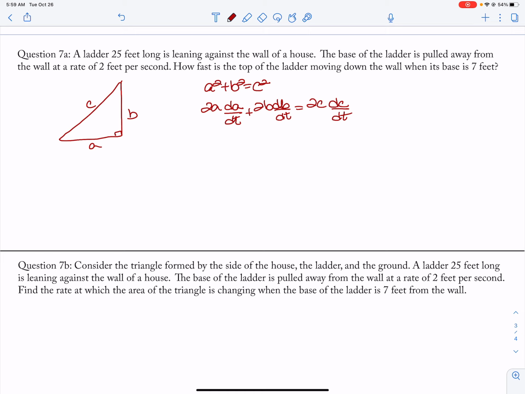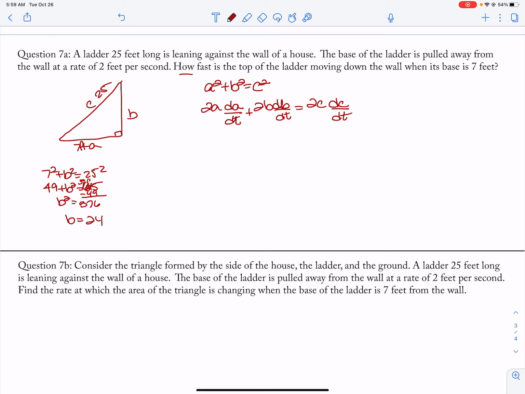Okay. And what do I know? I know that how fast base is 7 feet. So this is 7 feet. I know that the ladder is 25. So then 7 squared plus b squared is equal to 25 squared. So 49 plus b squared is equal to 625. So b squared is equal to 576. So then b is equal to 24.